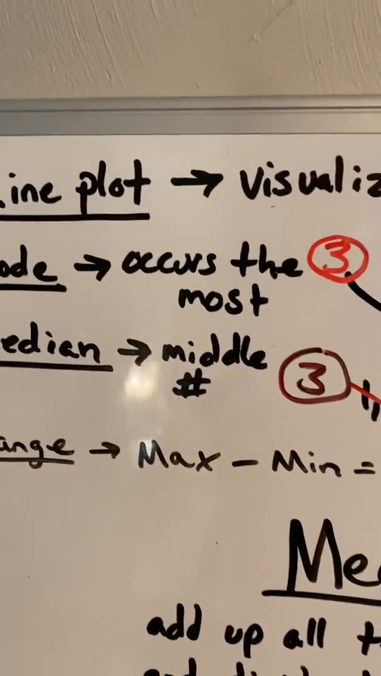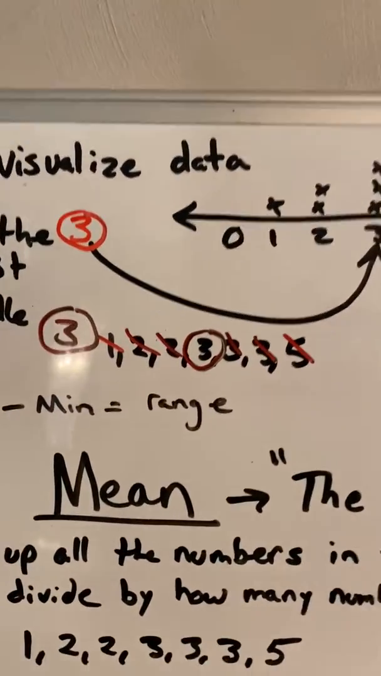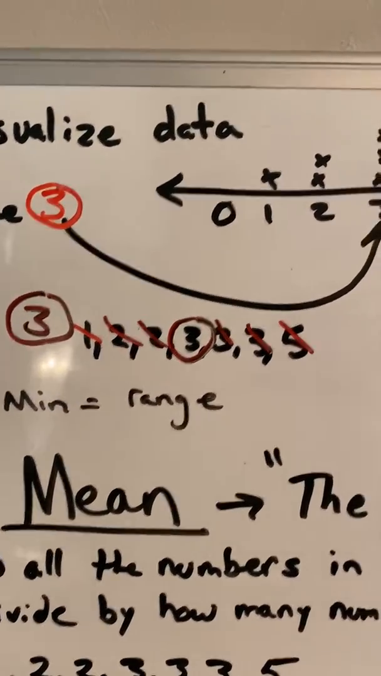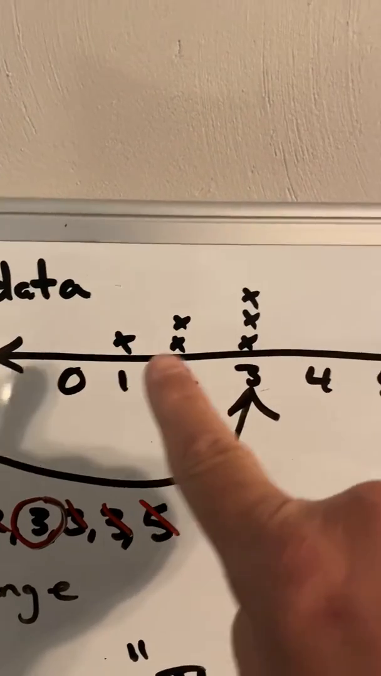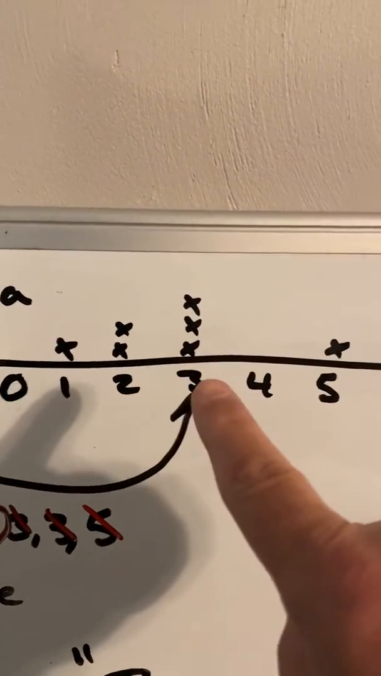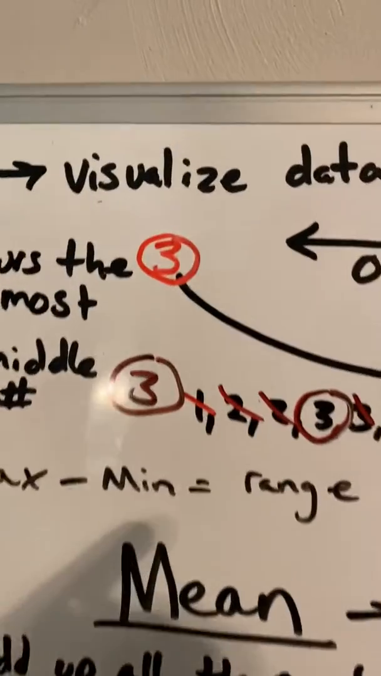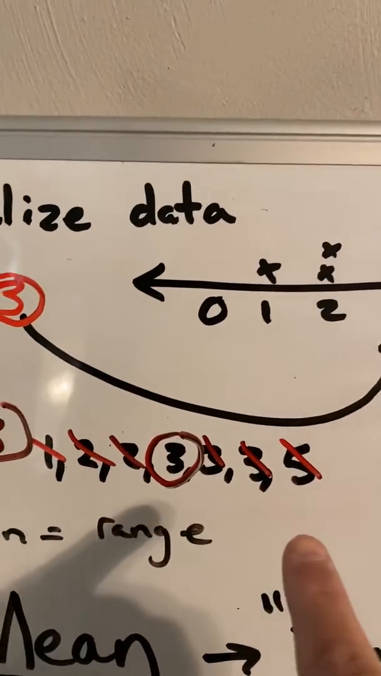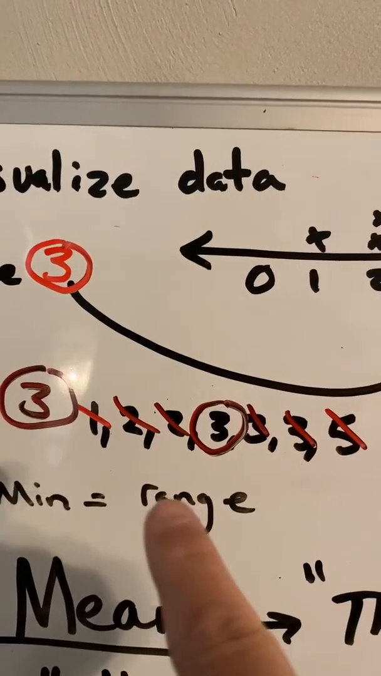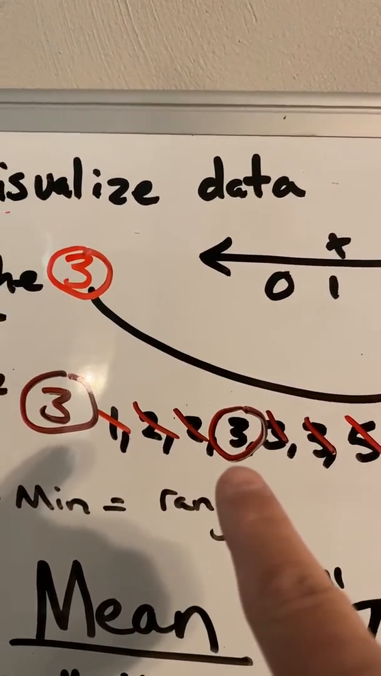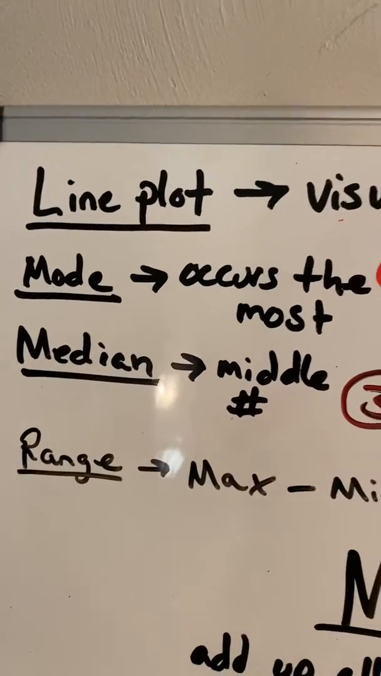We talked about the median, which is the middle number. You have to order your data, which we had 1, and the number 2 happening twice, the number 3 happening 3 times, and the number 5 happened once. We write those out in order from least to greatest. Then we cross them out until we get to the middle number. The median is the middle number.